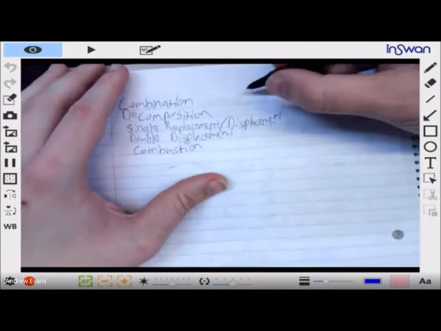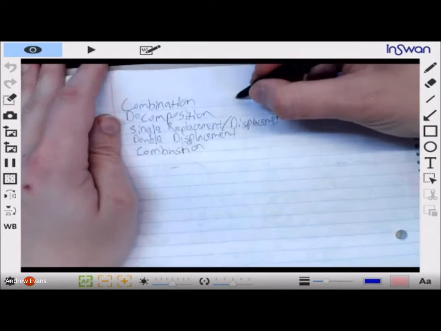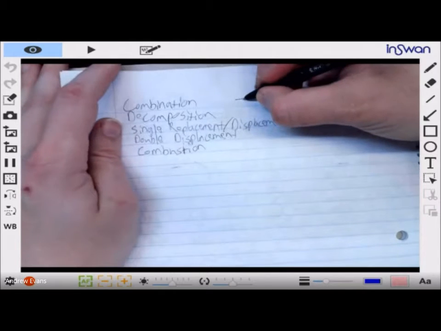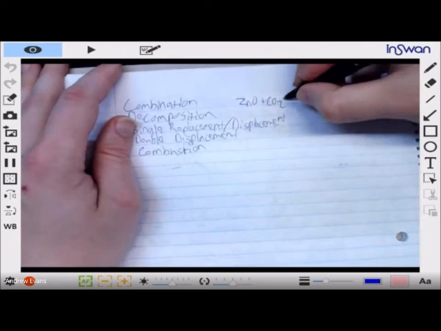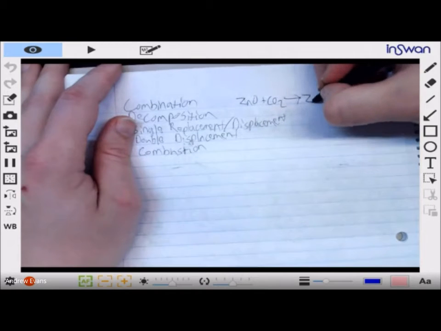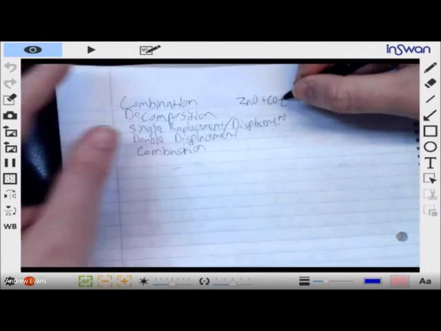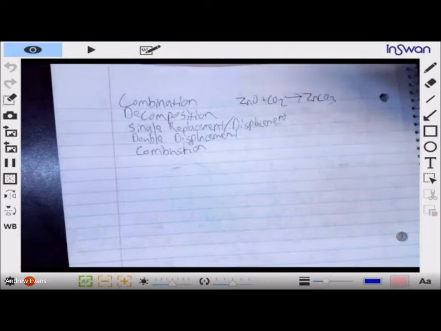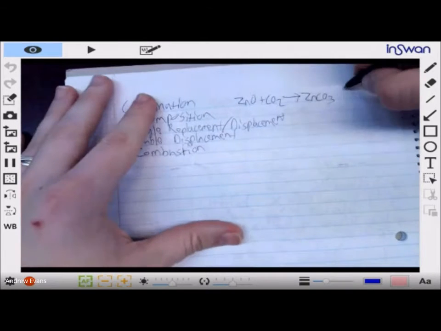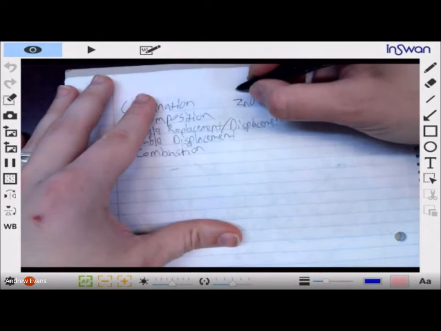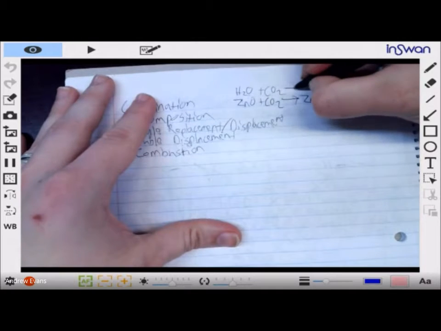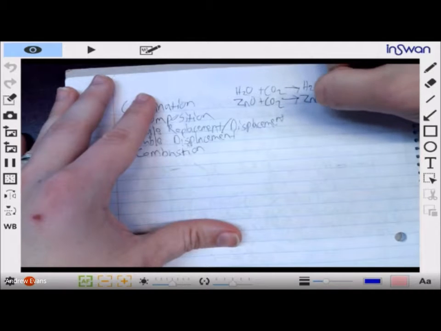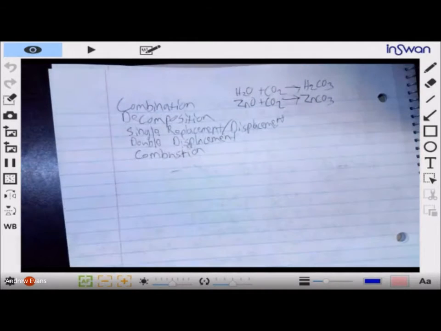A combination is just two elements coming together to form one. So like zinc oxide plus CO2, when they come together, they form zinc carbonate. Two things coming together to form one. I could do water plus CO2 goes to carbonic acid, H2CO3. The idea is two things coming together to form one.